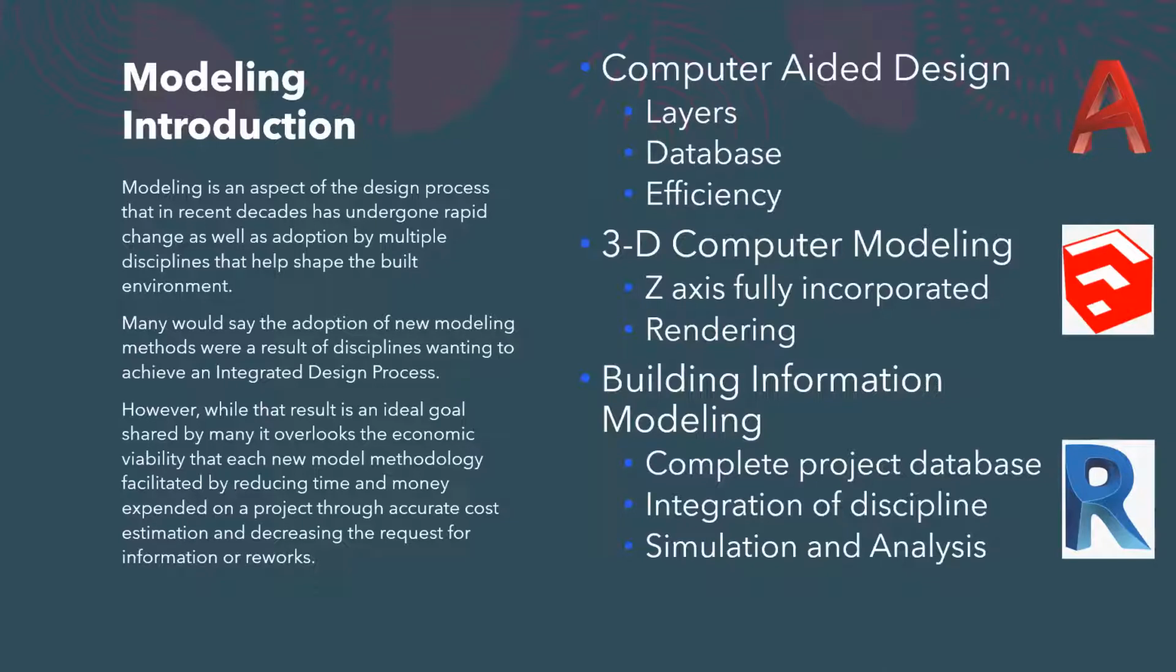So on the right are the big three that are known in our industry. We had CAD, that gave us layers, database, really increased work efficiency. Then we had typical SketchUp, which is the 3D modeling. So we're incorporating the Z-axis fully, and we can actually start to render, make this fictional world resemble our real world. And then we have BIM, which is just another way of saying parametric modeling.